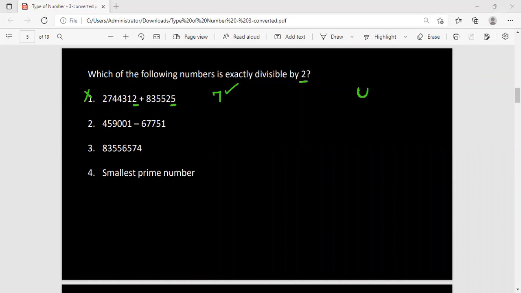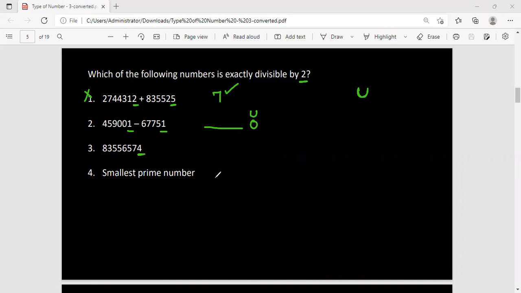Now coming to the second, you can see here we have a subtraction, 1 minus 1. We'll get a number which is ending in 0. So the unit place will be 0. So definitely my number will be divisible by 2. Now coming to this, that is a direct number. The number is ending with 4, and 4 is divisible by 2. That's why this number is also divisible by 2.